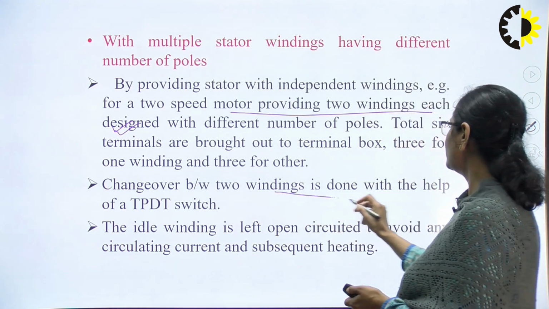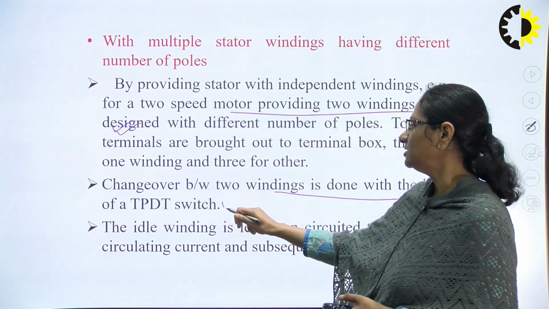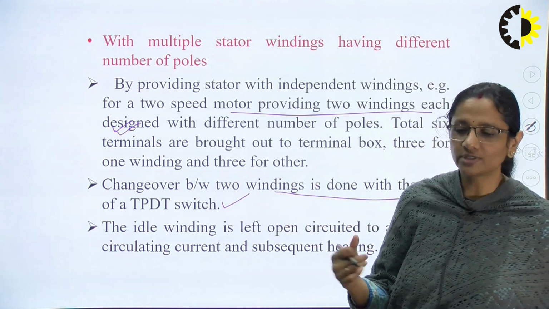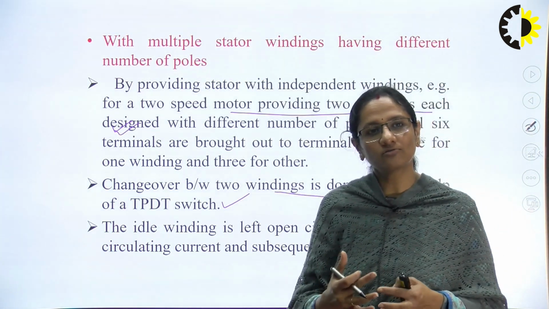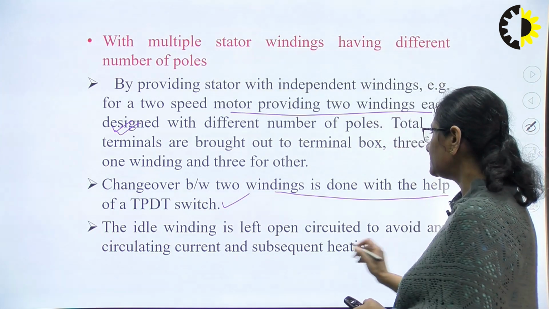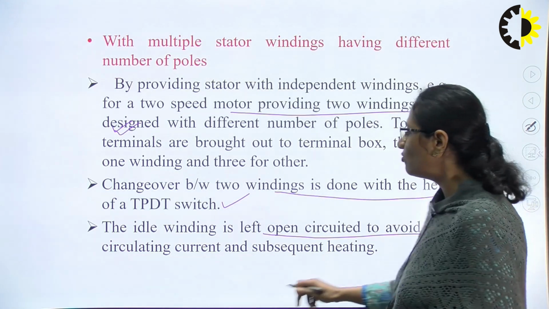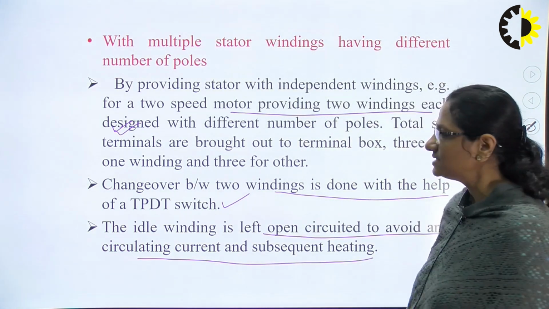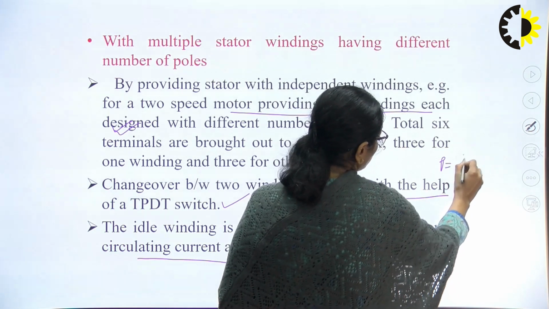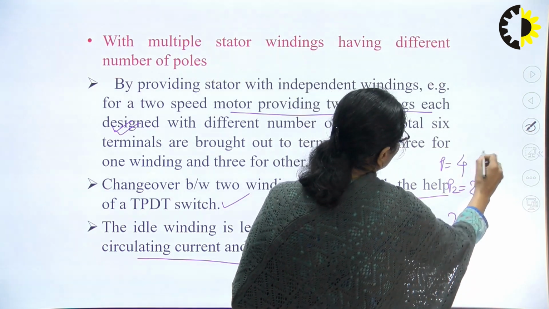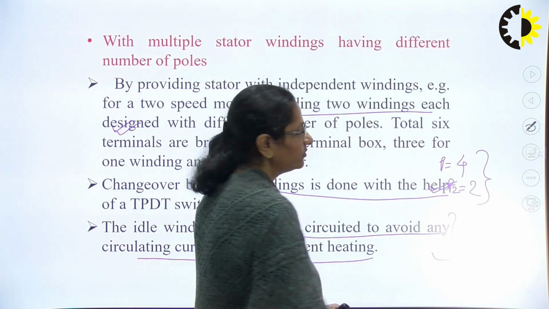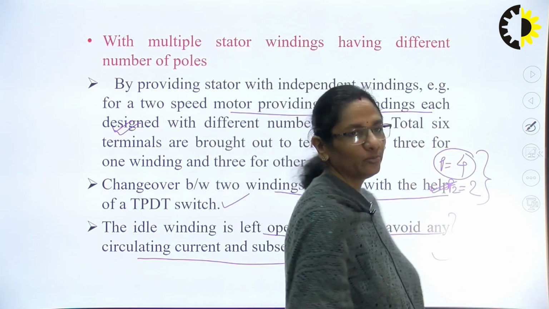Changeover between the two windings is done with the help of a TPDT switch. TPDT stands for triple pole double throw. One throw of the switch will connect one winding, another throw of the switch will connect another winding. The winding which is not in use is left open circuited to avoid any kind of circulating current and the subsequent heating in the machine. So, suppose we have two windings, one for 4 poles, another for 2 poles. While operating the motor with 2 poles, we have to leave the other winding open circuited.